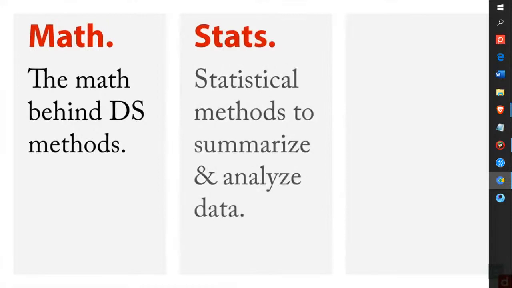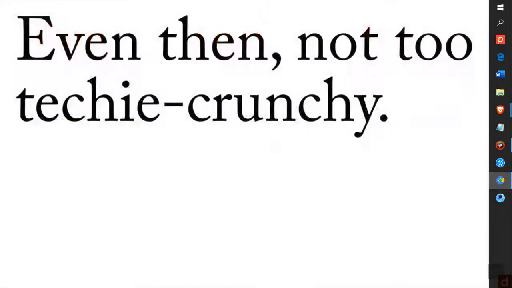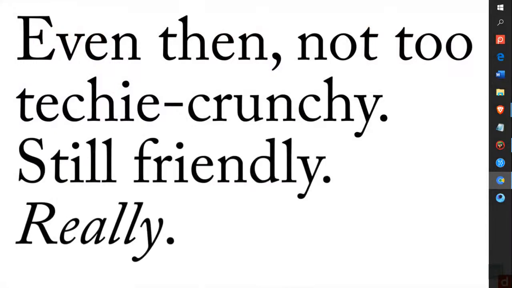And then stats, the statistical methods that are frequently used to summarize and analyze data, especially as applied to data science. And then there's machine learning, ML. This is a collection of methods for finding clusters in the data, for predicting categories or scores on interesting outcomes. And even across these five things, the presentations aren't too techie crunchy. They're basically still friendly. And really, that's the way it is. And so that is the overview of the overviews.